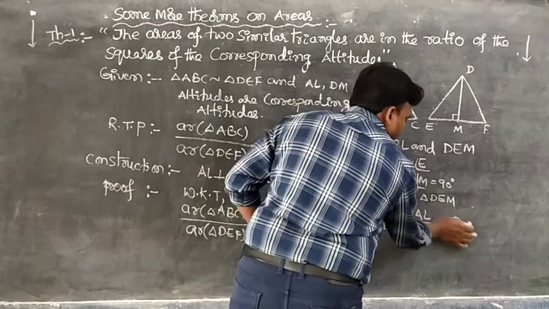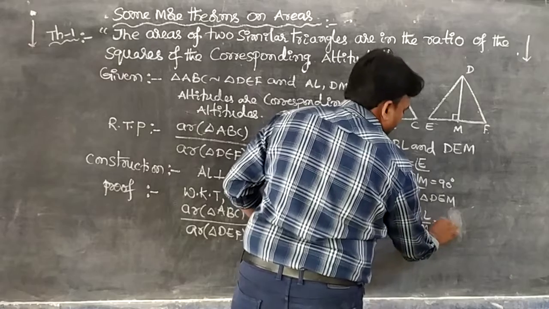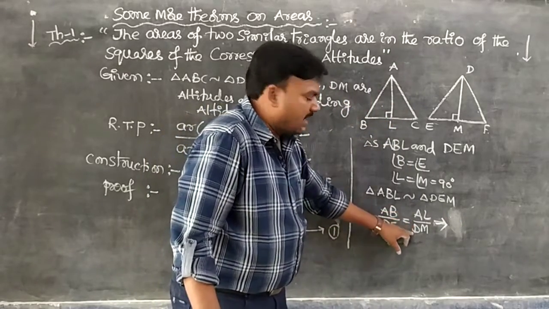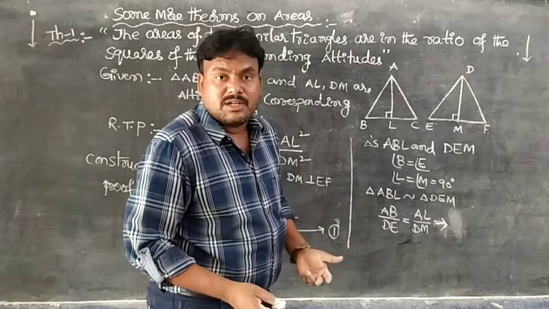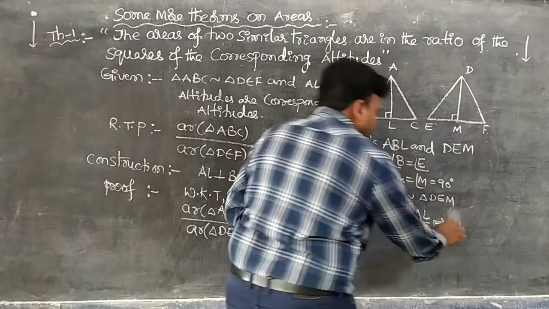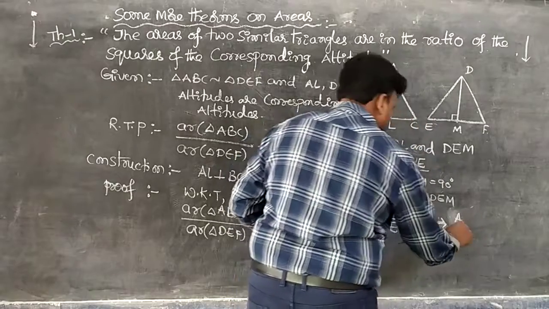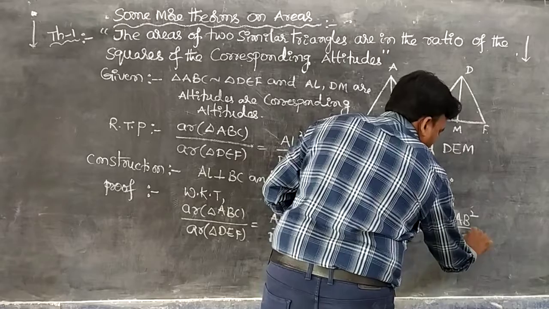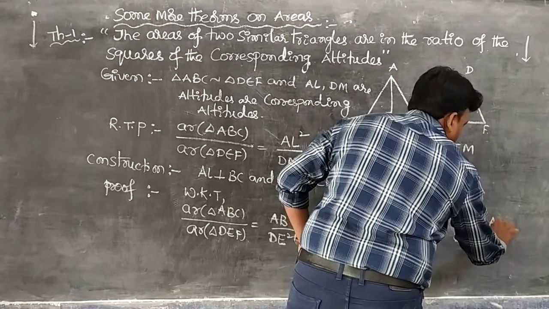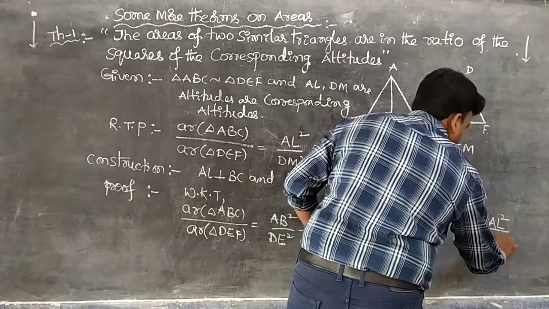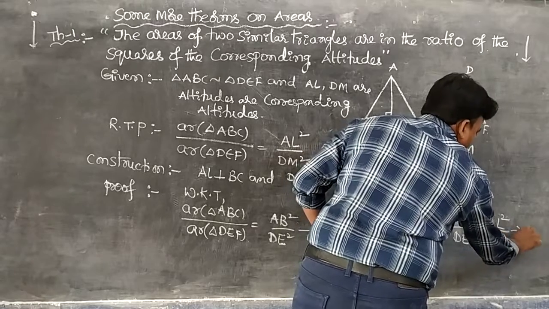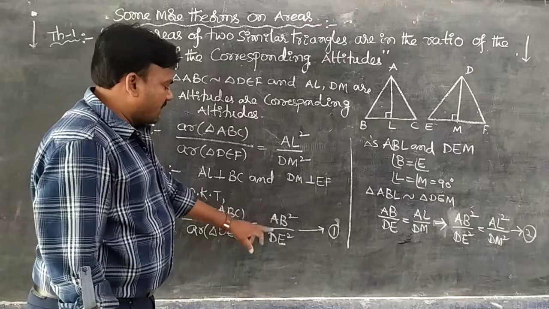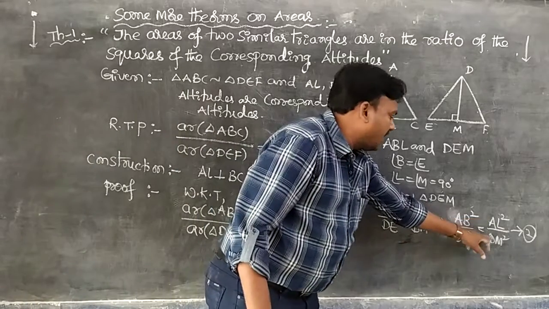Or we can take the square also directly. So that implies AB by DE equals AL by DM. Their squares are also in equal ratio, isn't it? Then that implies AB by DE whole square, AB square by DE square, equals AL square by DM square, which is equation number 2. From 1 and 2, observe here, AB square by DE square equals AL square by DM square.